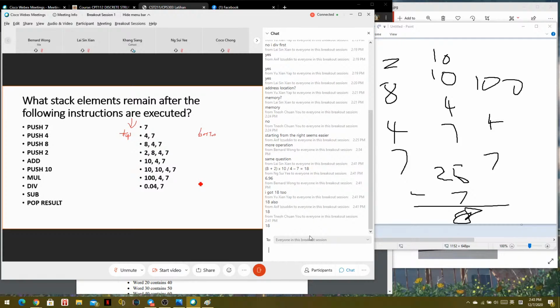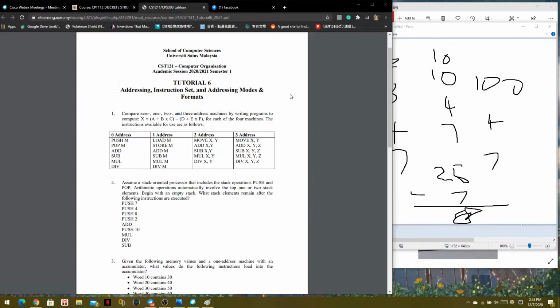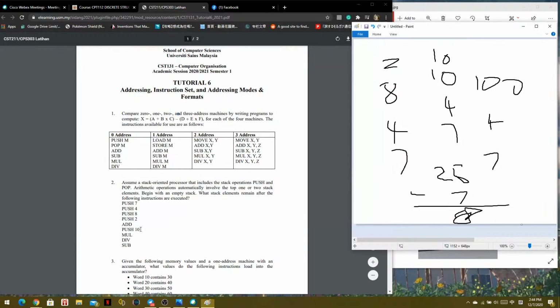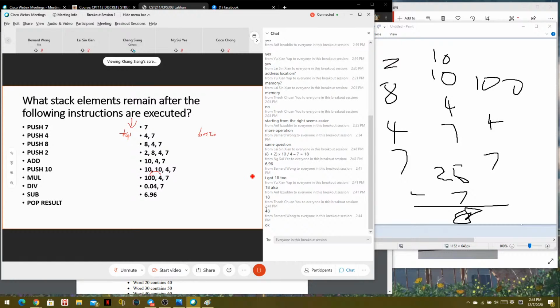Then you do a subtract, meaning 7 subtract 0.04 is 6.96. The order is important. Always the first element is the second top element, and the second element is the top. This one is 4 divided by 100, not 100 divided by 4. Then, because in this question I use a pop result, after I pop the result, what is remaining in the stack?